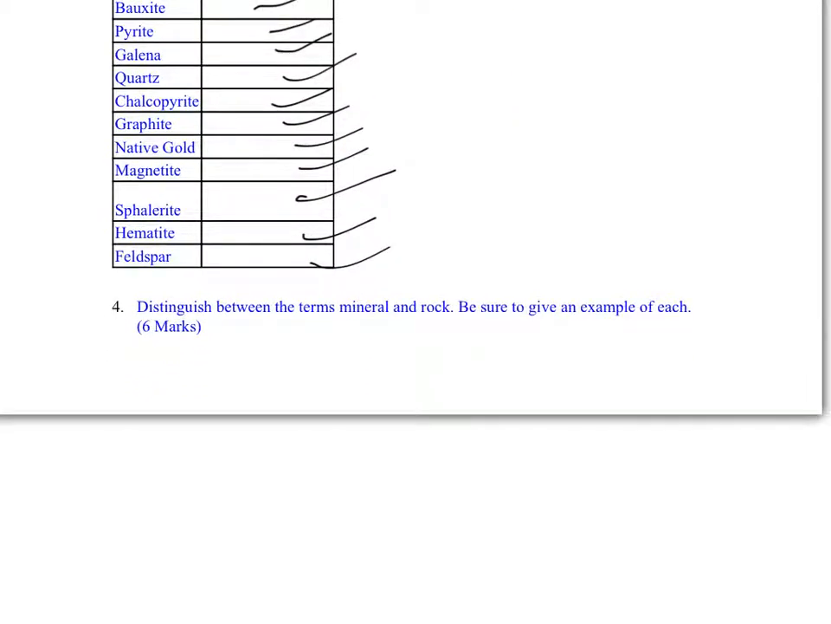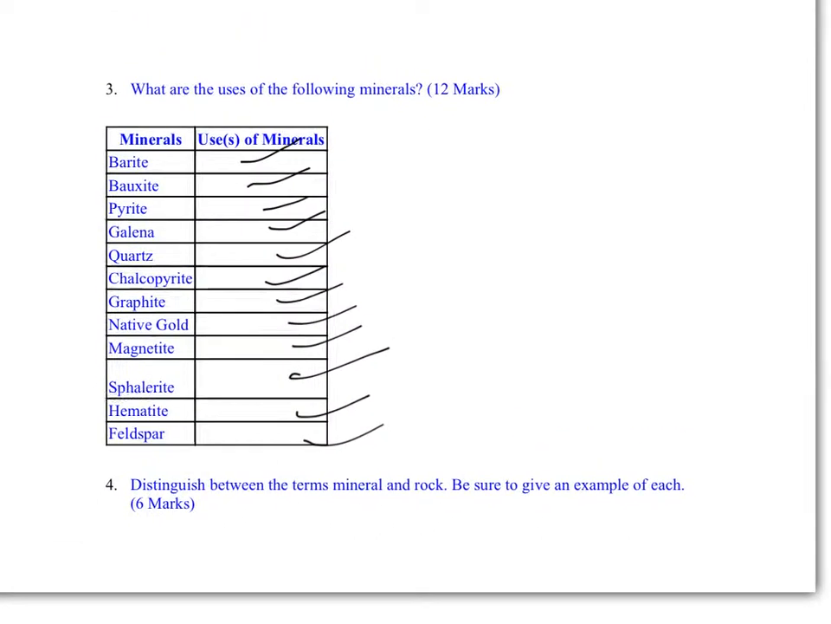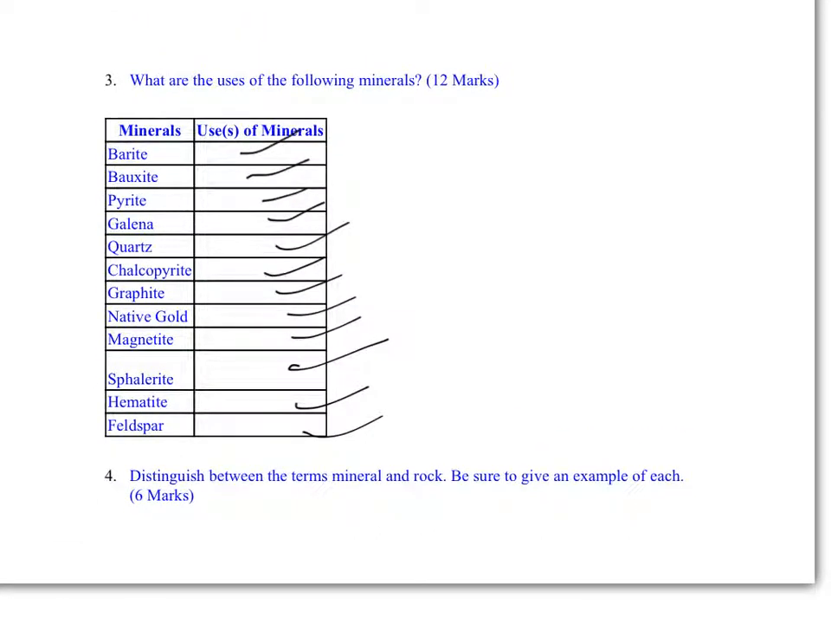Distinguish between the terms mineral and rock. Well, a mineral is something that is inorganic, solid, naturally occurring, has a definite chemical composition and a definite structure. I need to give an example of each for this question. So my example of a mineral will be galena.